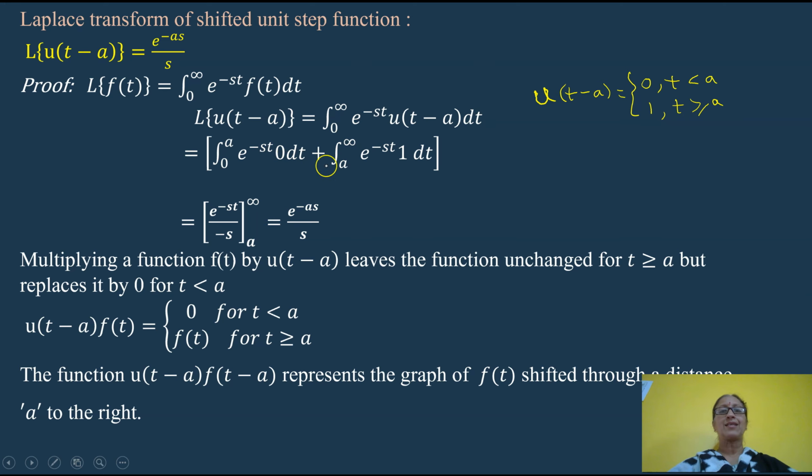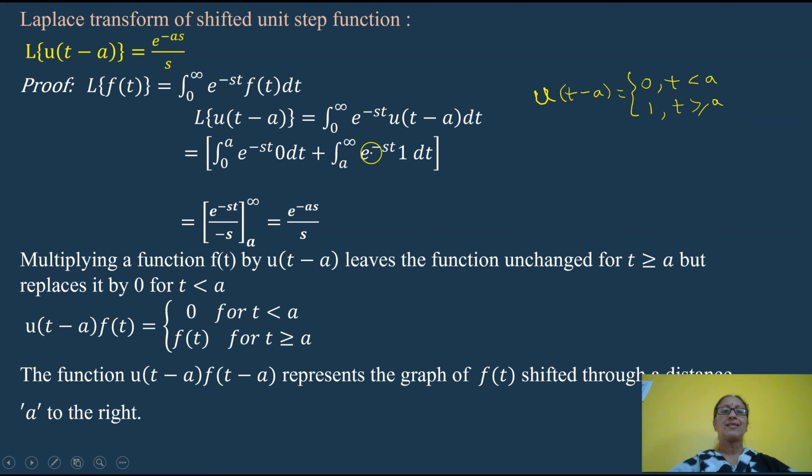In the interval 0 to a, that means when t is less than a, the value of this function is 0. That's why here I have written 0. Here u of t minus a is 1 when t is greater than or equal to a, so you can write 1 in the place of u of t minus a. Now the first integral becomes 0.